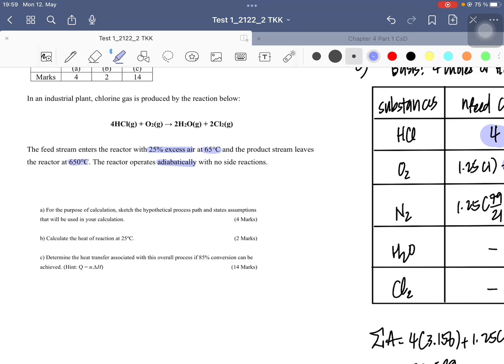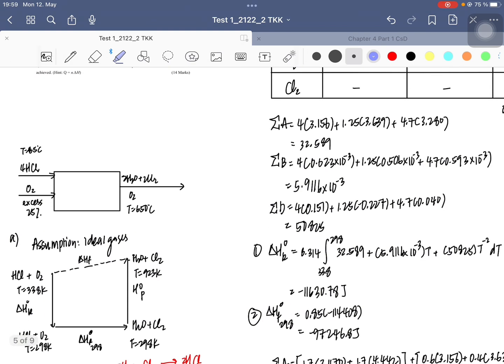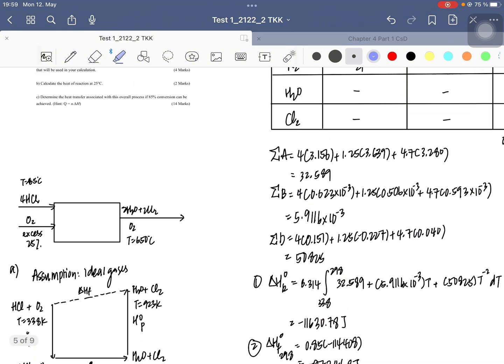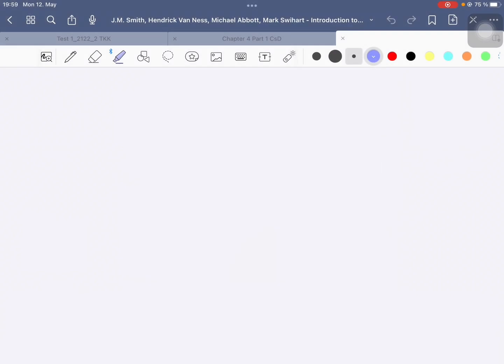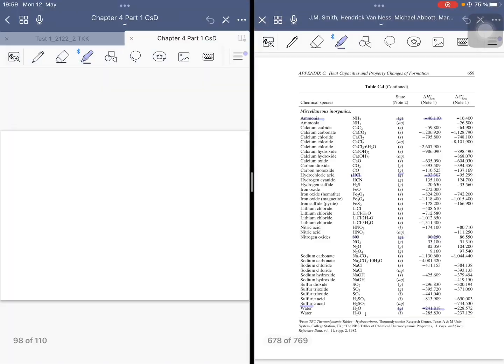So for purpose of calculation, sketch the hypothetical process path and state assumptions. I believe I don't really have to go through the hypothetical process path, because it's pretty simple. But I'll just go through it very, very fast. Let's just see.